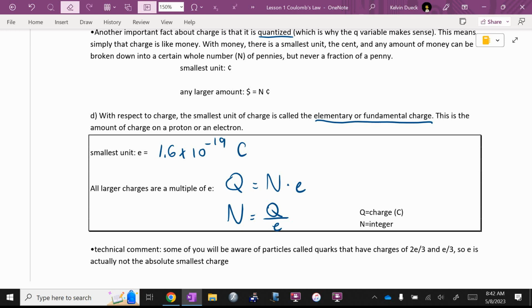The charge on a proton and the charge on an electron is the same. A proton is positive 1.6 times 10 to the negative 19 coulombs, and an electron is negative 1.6 times 10 to the negative 19 coulombs. Is that big? No. Right?